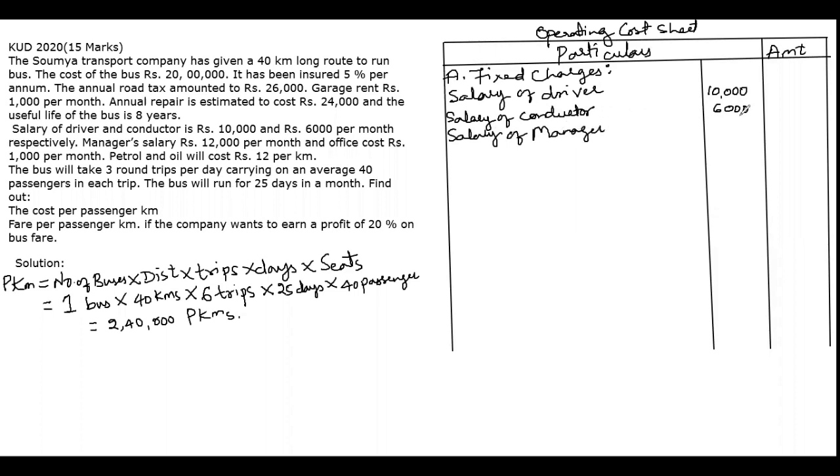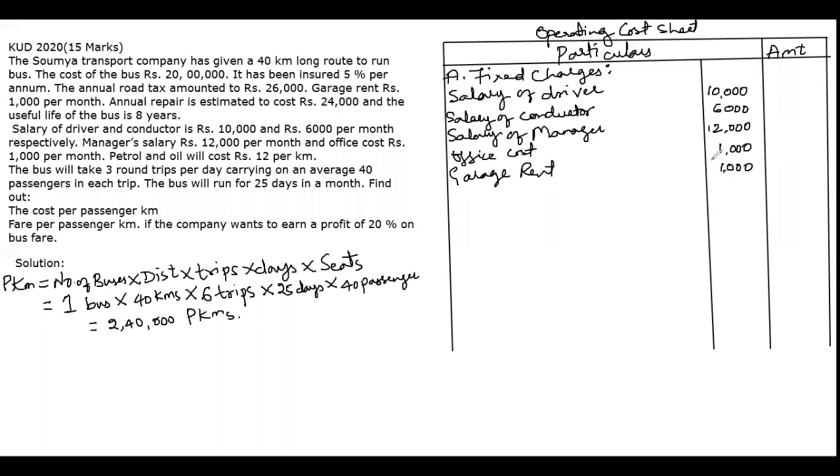Salary of manager is given as 12,000. Okay. And next, office cost. Office cost is given as 1,000 per month. And then garage rent per month. Garage rent is rupees 1,000 per month.